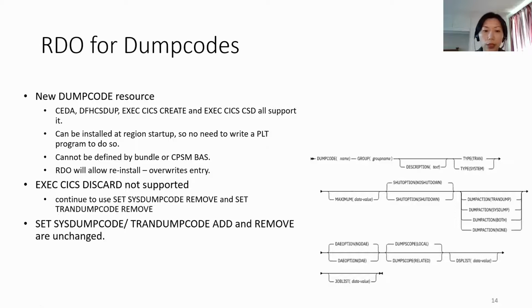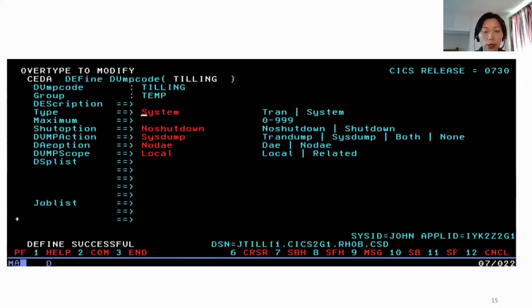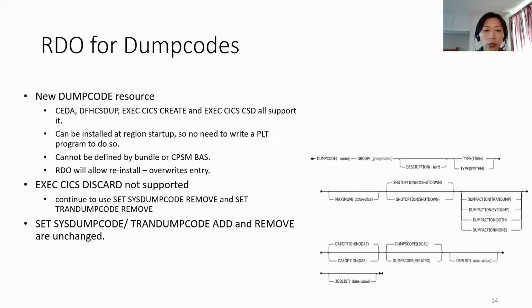code resource. It can be installed at region startup time, so you do not need to write a program list table PLT program to do so, which saves you assembly. But you cannot define it through a bundle or CPSM BAS. That's the part we don't yet see as necessary to support. Also, you can't discard it with a dump code RDO resource, so you continue to use the SET DUMPCODE, system dump code remove or transaction dump code remove command.